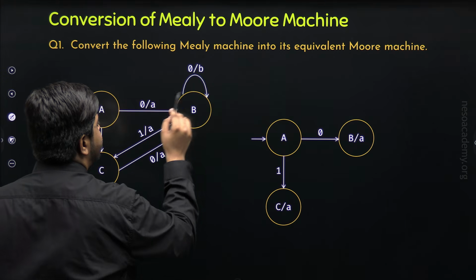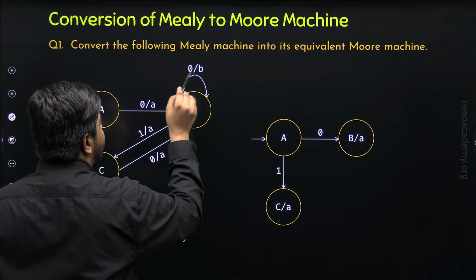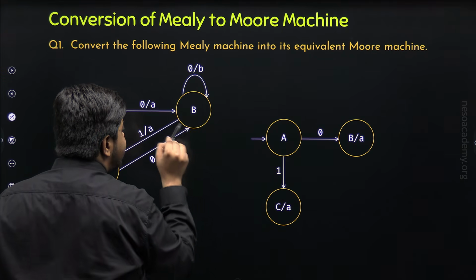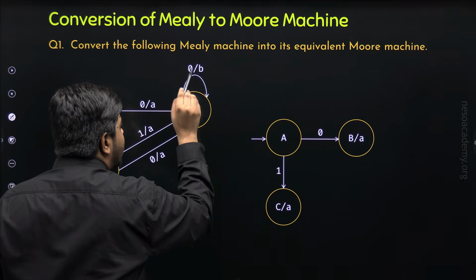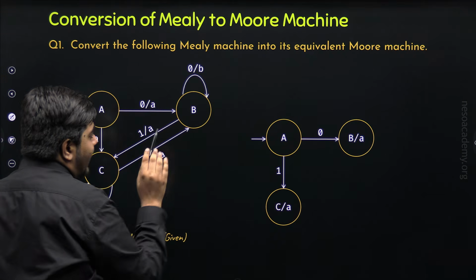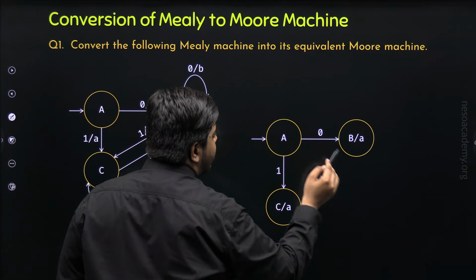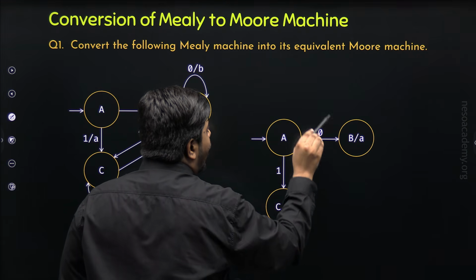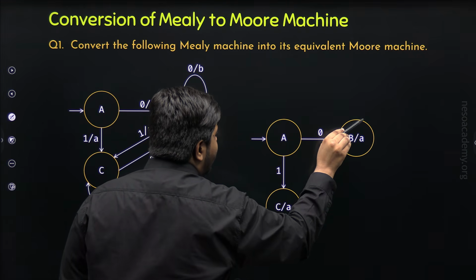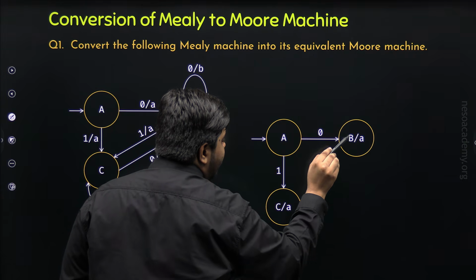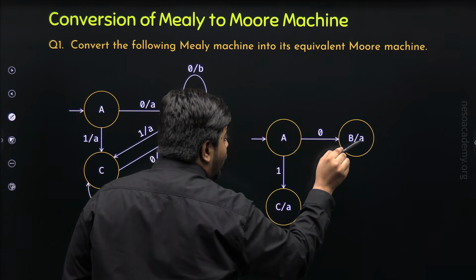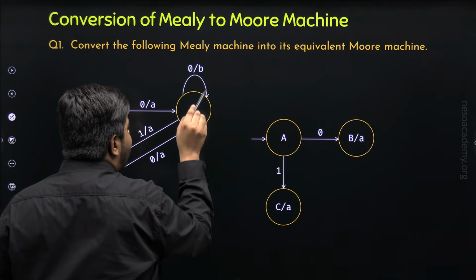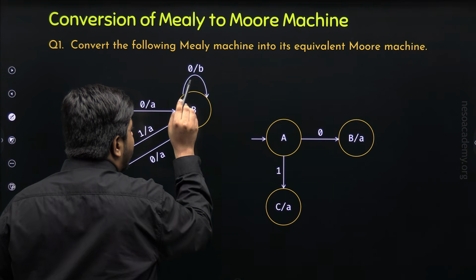Now here you can see B, on getting input symbol 0, we will reach the same state B, but this B should have the output symbol B. Now can I create a self loop over this state also? If I create a self loop, B, on getting input symbol 0, we will reach the same state B, but this B is having output symbol A. And according to this, B should have output symbol B.